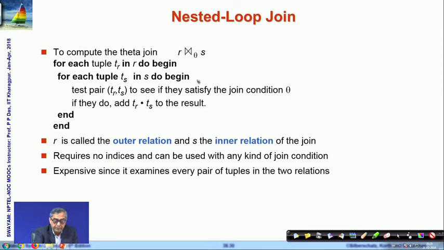That naturally can be done using a nested for loop. For each tuple in R, you try out each tuple in S, take the tR-tS pair, and if they satisfy the condition theta, then they go to the output, otherwise you discard that. Here we say R is the outer relation and S is the inner relation. Naturally, since you have to examine every pair, this could be quite expensive to perform, and the cost may be quite high.